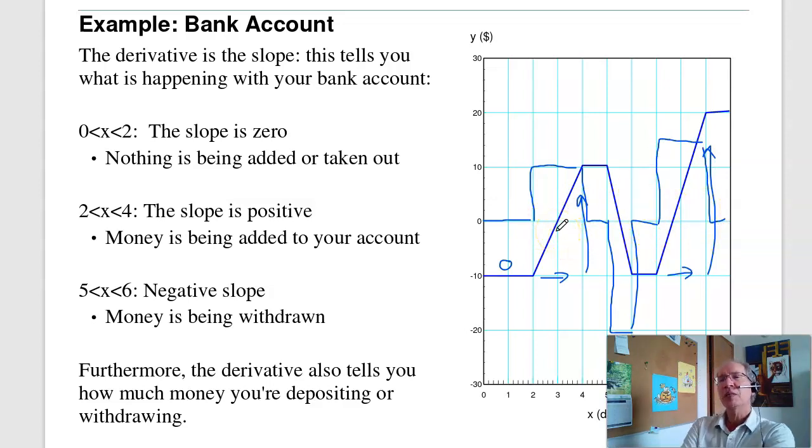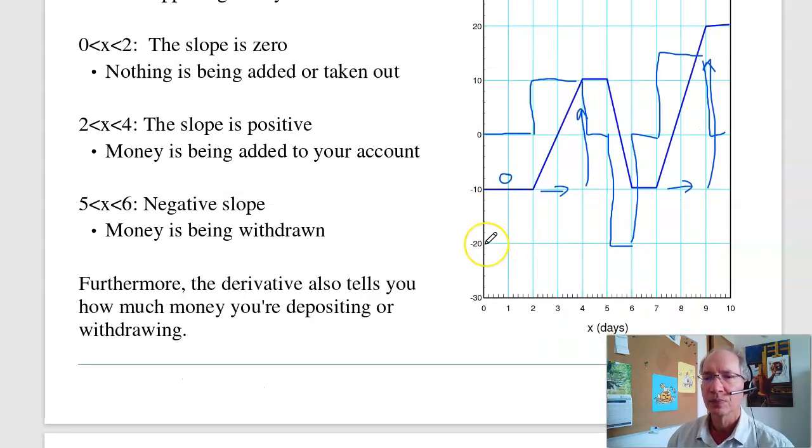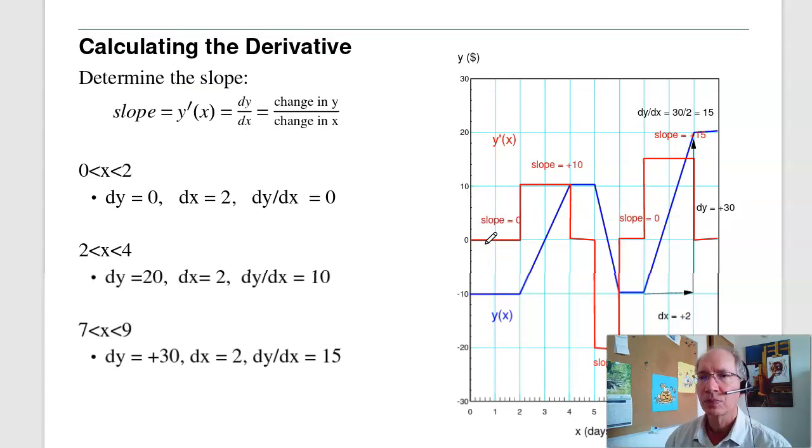And again, what the slope is telling you is what's happening with your bank account. When the slope is positive, I'm adding money. When it's negative, I'm withdrawing money. And the amplitude tells me how fast I'm adding or withdrawing money. So this is what the results should look like. Between 0 and 2, the slope is 0, plus 10, 0, minus 20, 0, plus 10, 0. And it's perfectly fine to have these jump discontinuities. Anytime I have a corner, the derivative is going to have a jump.